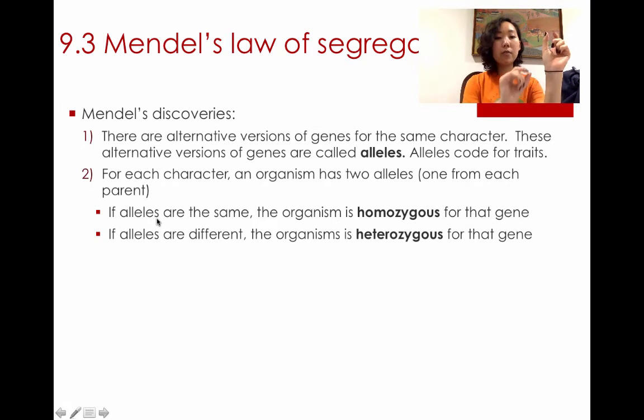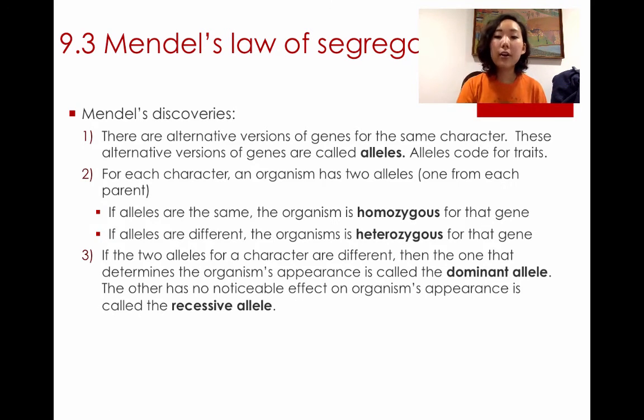Now, if the alleles from the mom and the dad are the same, for example, the allele for eye color is blue and blue, then the organism is considered homozygous for the gene. That means the two alleles are the same. If the alleles are different, like blue eyes and brown eyes, then the organism is heterozygous. So these are two different words: homozygous means the two alleles are the same, and heterozygous means that they're different.